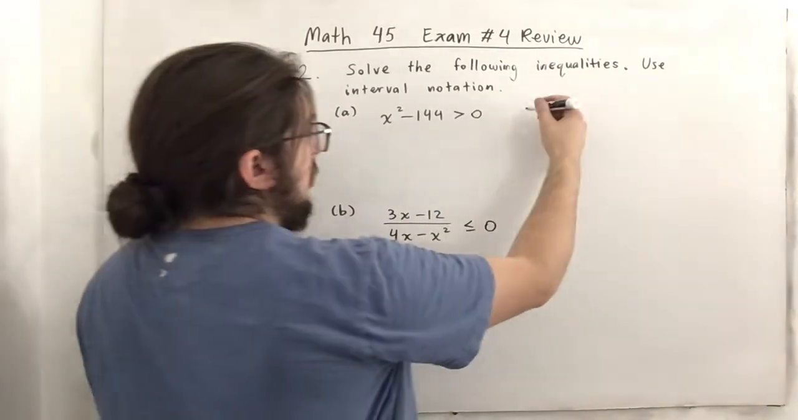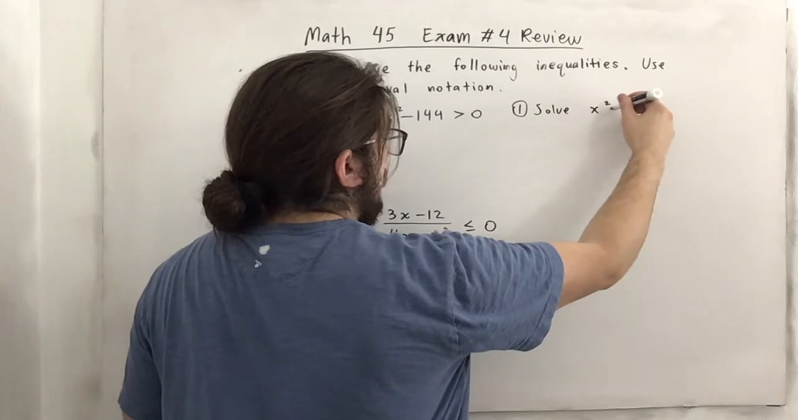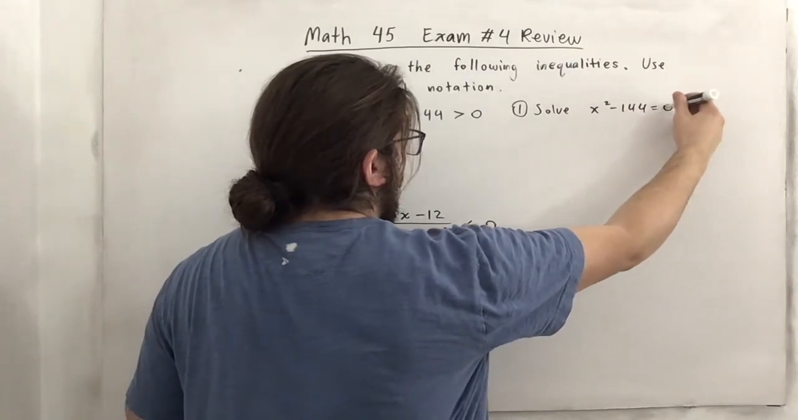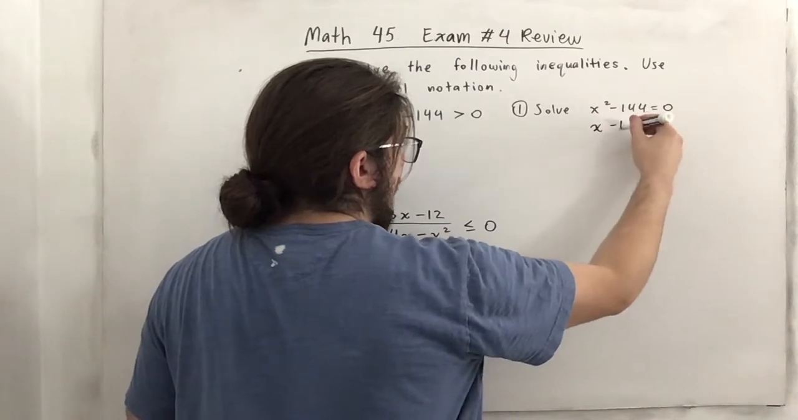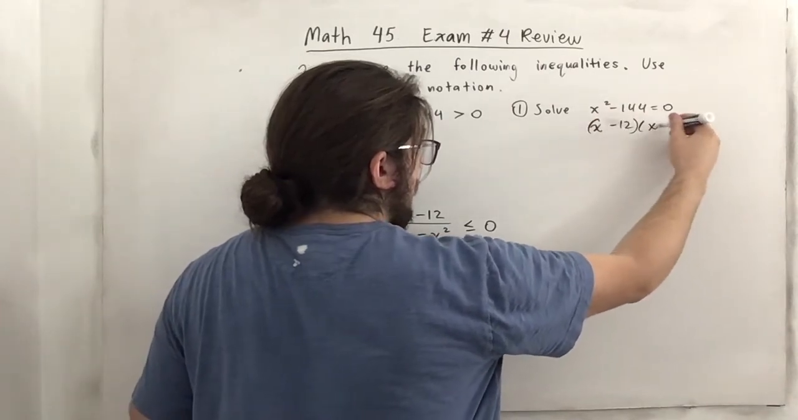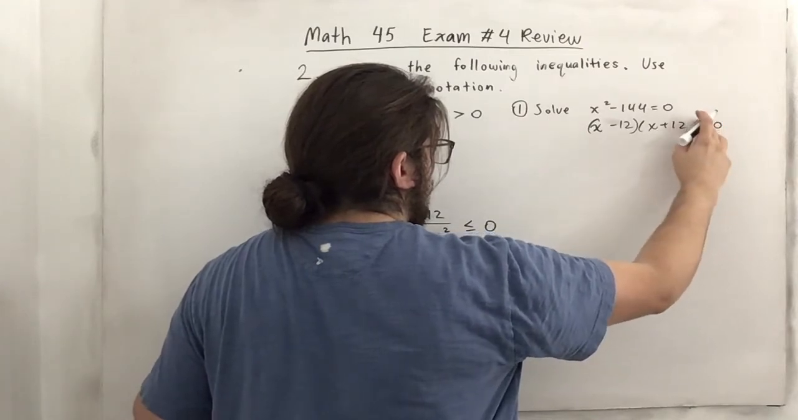So first, I want to say let's solve the equation. So let's solve x squared minus 144 is equal to 0. So that'll give us, well, if you factor this, you get x minus 12 times x plus 12. So setting each of those equal to 0, we get x is either positive 12 or negative 12.